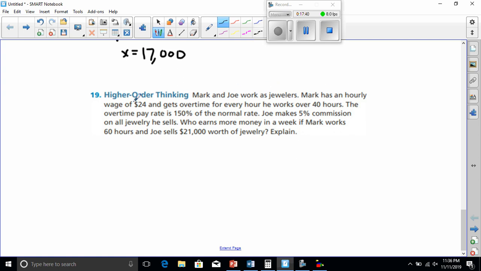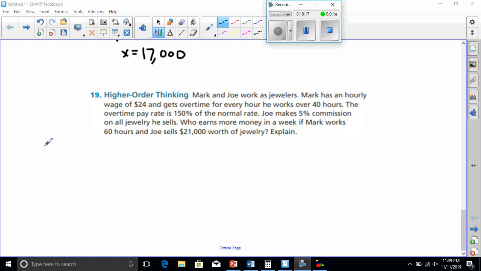Mark and Joe work as jewelers. Mark has an hourly wage of $24 and gets overtime for every hour he works over 40 hours. The overtime pay rate is 150% of the normal rate. Joe makes 5% commission on all the jewelry he sells. Who earns more money in a week if Mark works 60 hours and Joe sells $21,000 worth of jewelry? Well, we're going to have to work both Mark and Joe's wages here to figure this.